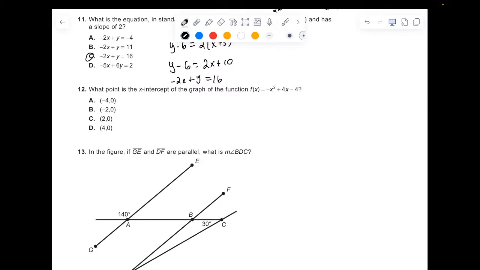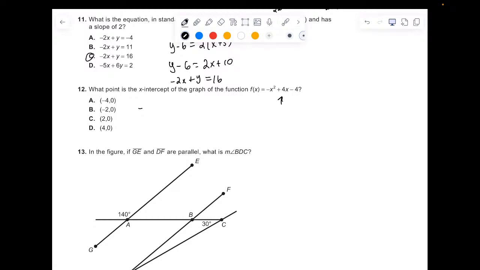What point is the x-intercept of the graph of the function negative x squared plus 4x minus 4? What point is the x-intercept? So when I think of the x-intercept, I'm thinking of roots, right? Does that make sense? Well, let's just try. If it's not an answer, we can come back to it. So let me think. This could be... Is it not? Okay. Let's just use the quadratic formula.